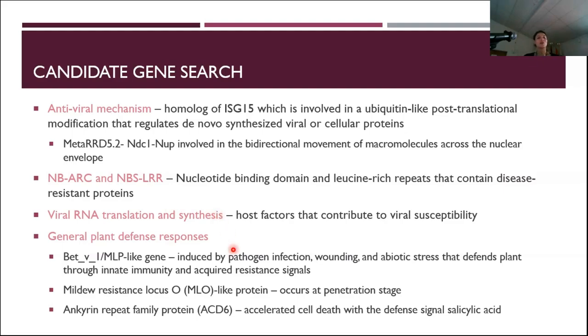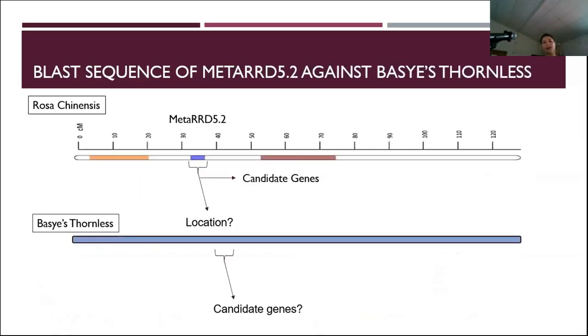so I included it in these results. And as for general plant defense, these are the main categories that I found within each of the meta-QTL, all related to infection, wounding, the penetration stage, and then we also had some accelerated cell death through the SA pathway. All right, so that's basically everything that we've done so far.